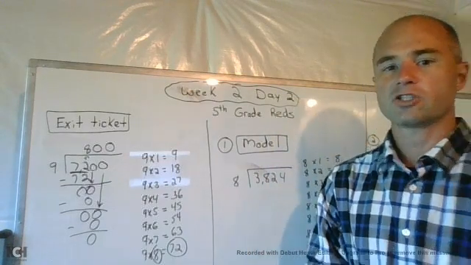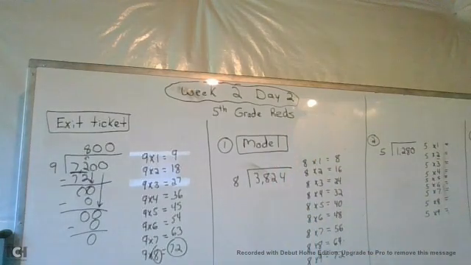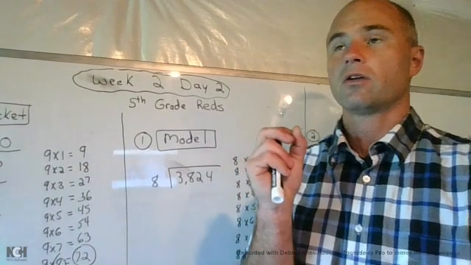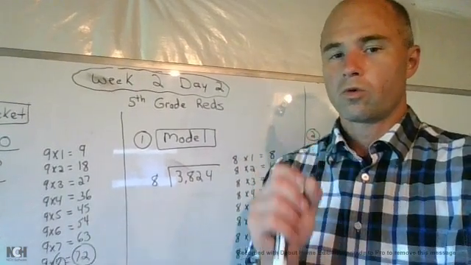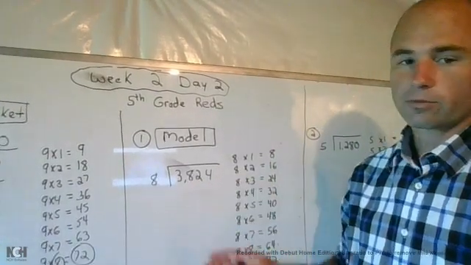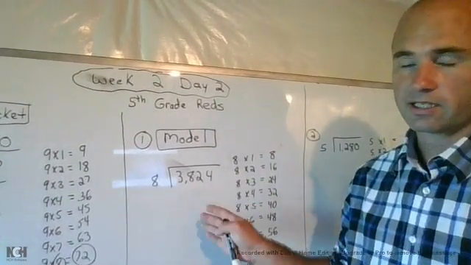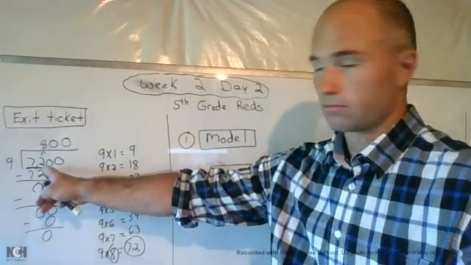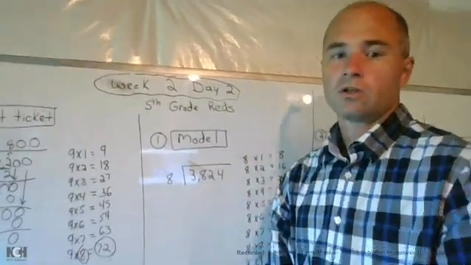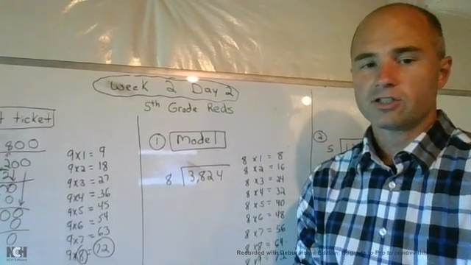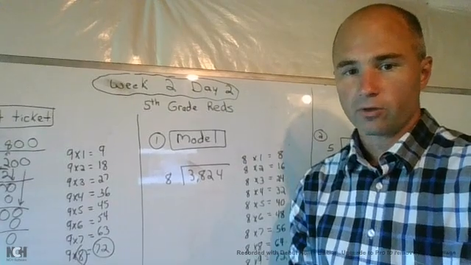All right, so for day 2, here's what we're doing. We are going to still do 4-digit divided by 1 digit, but there'll be an assortment of numbers besides just zeros in the ones and the tens place, like there was yesterday. So let's get started. 8 is going into 3,824.